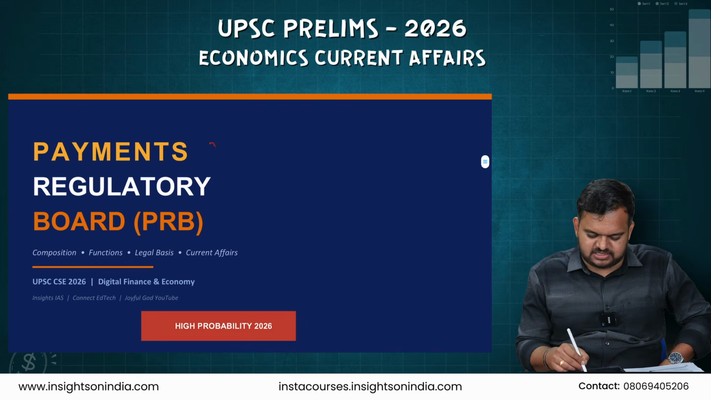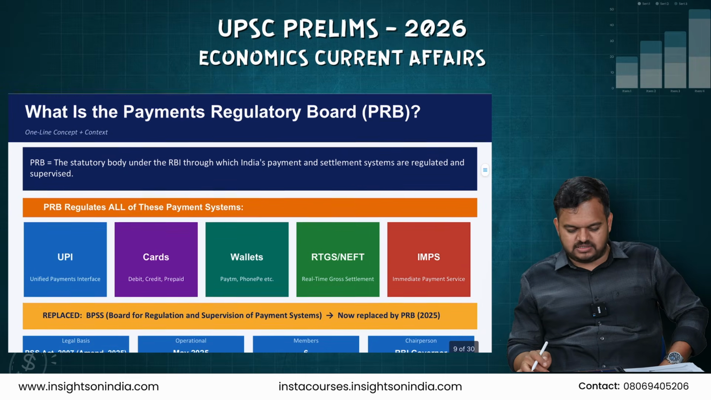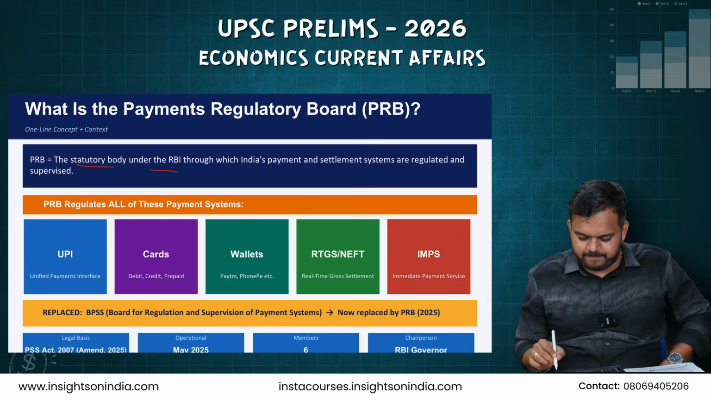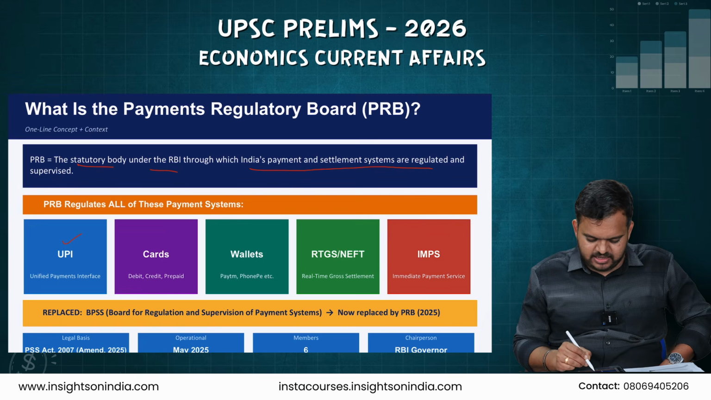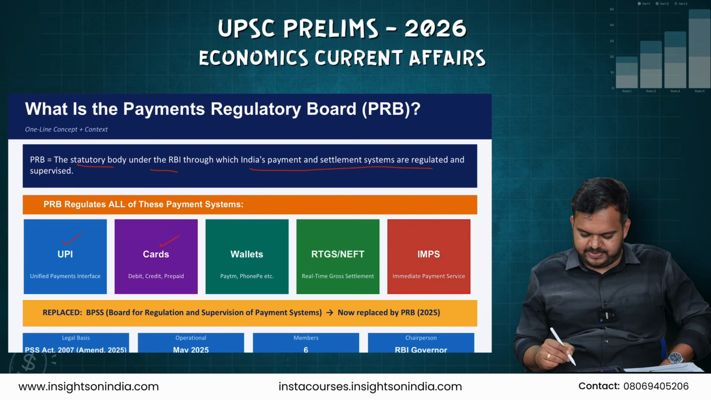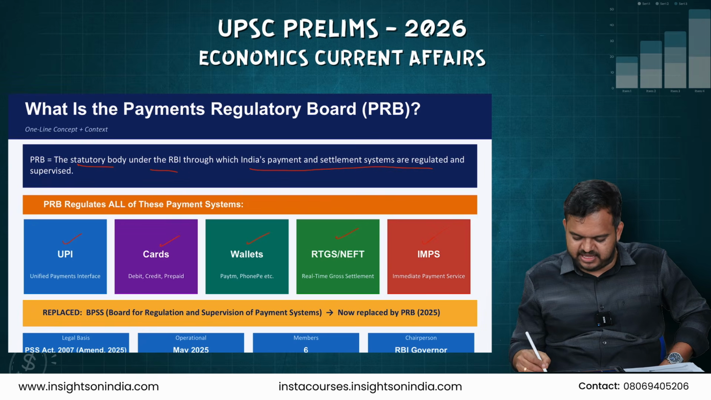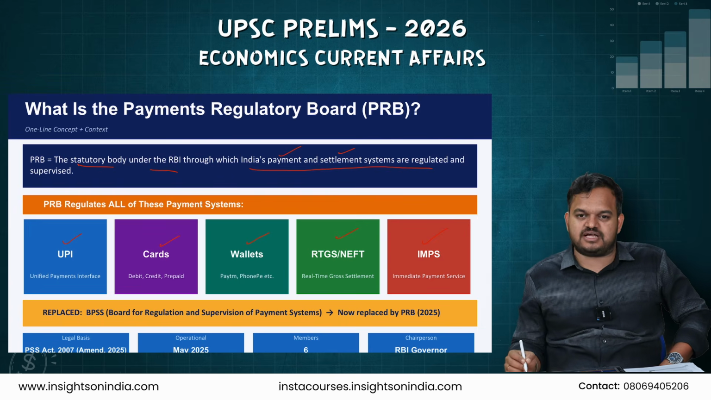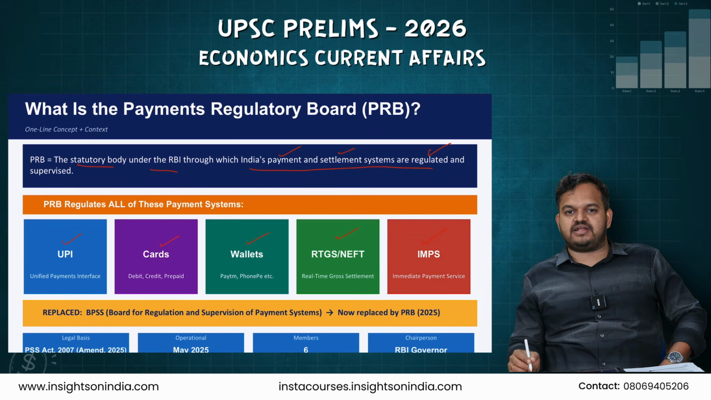Now we'll move on to the Payments Regulatory Board, right? What is the Payments Regulatory Board? It is a statutory body under RBI which is responsible for managing India's payment and settlement systems. It includes UPI, all your cards, credit and debit, wallets, all your transactions. It can be RTGS, NEFT, IMPS, everything. Every payment and settlement transaction and system will be regulated and supervised by the Payments Regulatory Board.